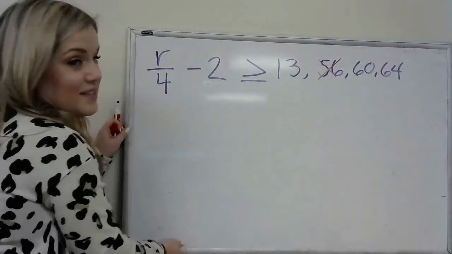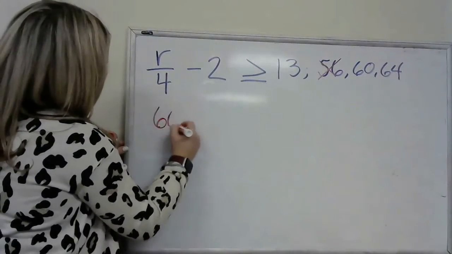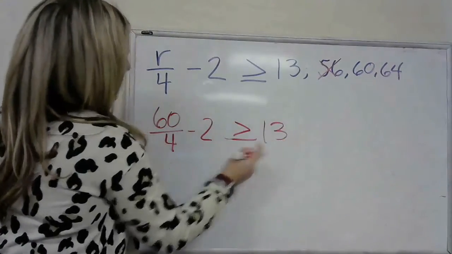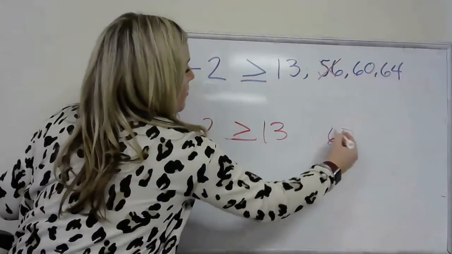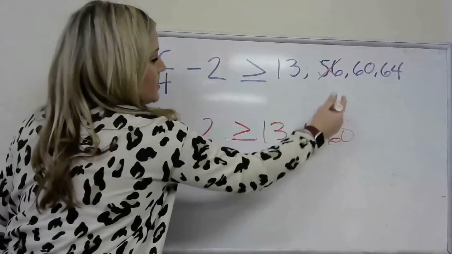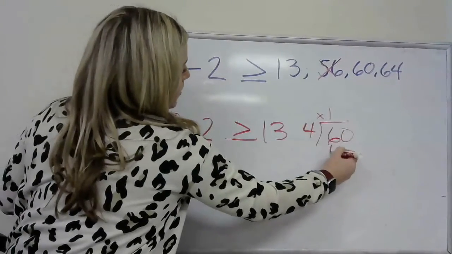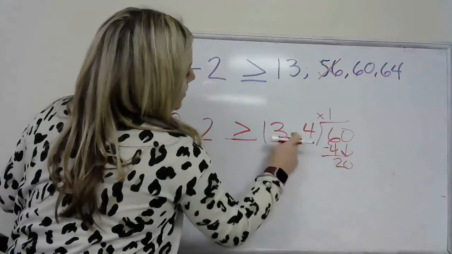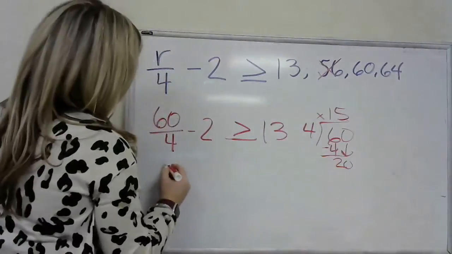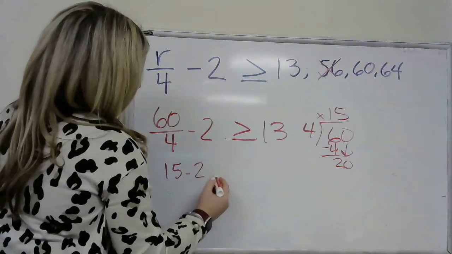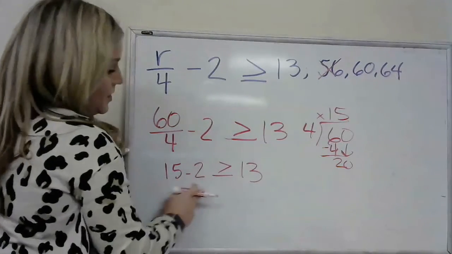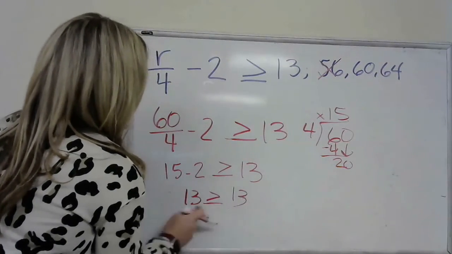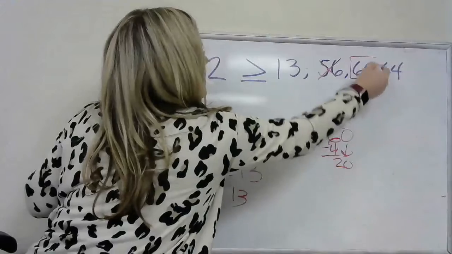All right. So next up is 60. So we're going to do 60 divided by 4 minus 2 greater than or equal to 13. All right. So let me just come over here. Okay. 4 goes into 6 one time. 1 times 4 is 4. 6 minus 4 is 2. And we know 4 will go into 20 5 times. All right, so now we have 15 minus 2 is greater than or equal to 13. 15 minus 2 is 13. And 13 is greater than or equal to 13. It's equal to 13. So 60 will work.